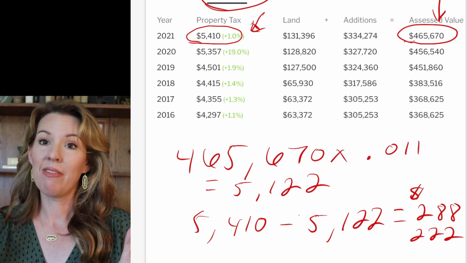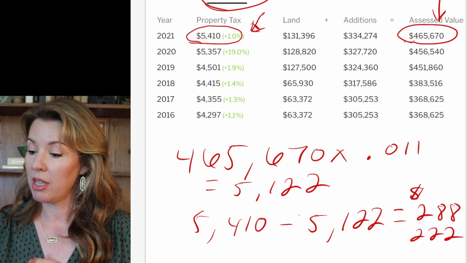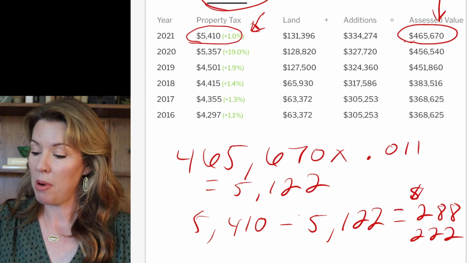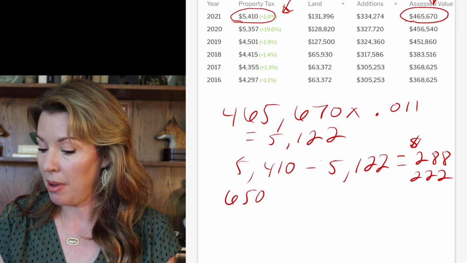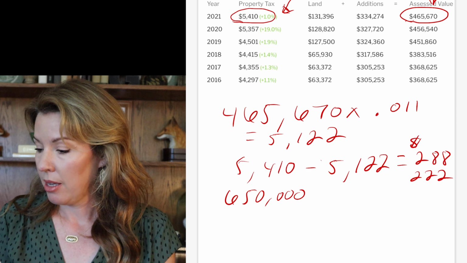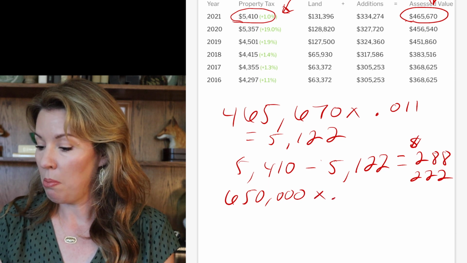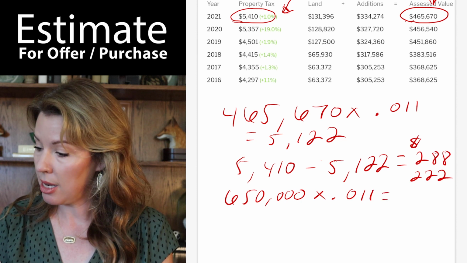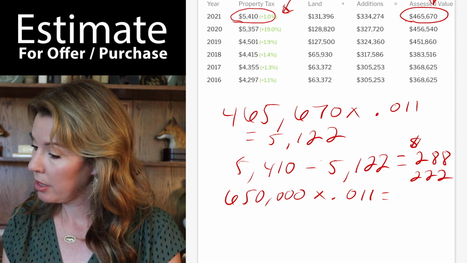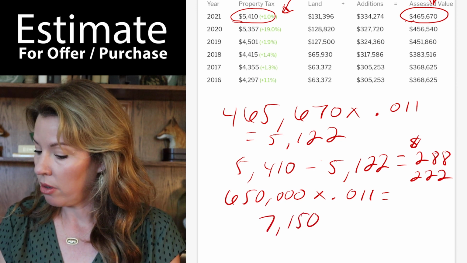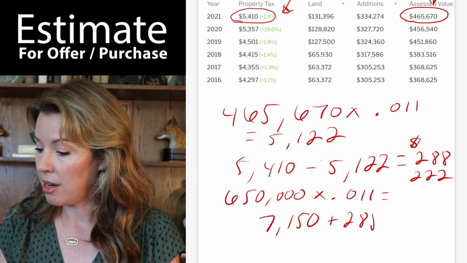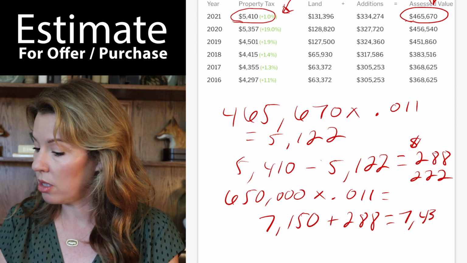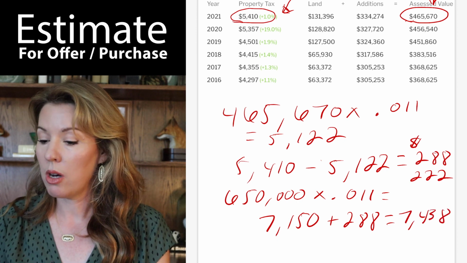So now, if you want to figure out what you would owe if you were to make an offer on this home: although the assessed value because of Proposition 13 is much lower than the actual market value, the current market value of this home is about $650,000. So if you take $650,000 and multiply it by 0.011, that's 1.1%, you are going to get your base tax, which is going to be $7,150. You're going to add in our special assessments of $288, and you're going to get $7,438, which is what you would owe on taxes.